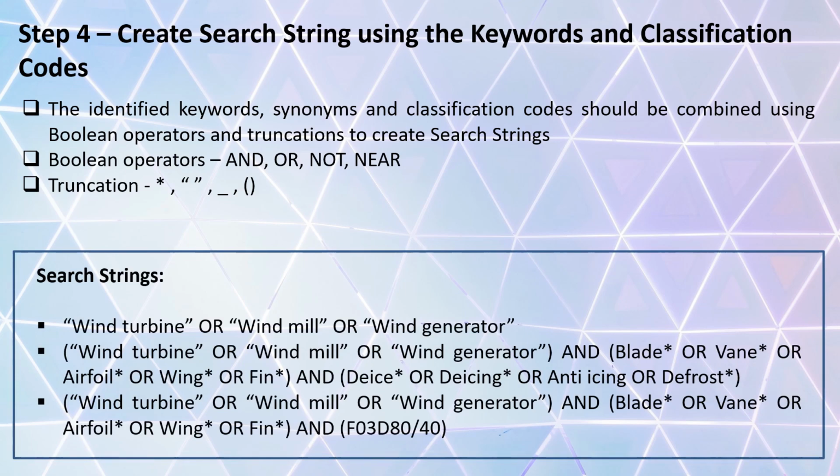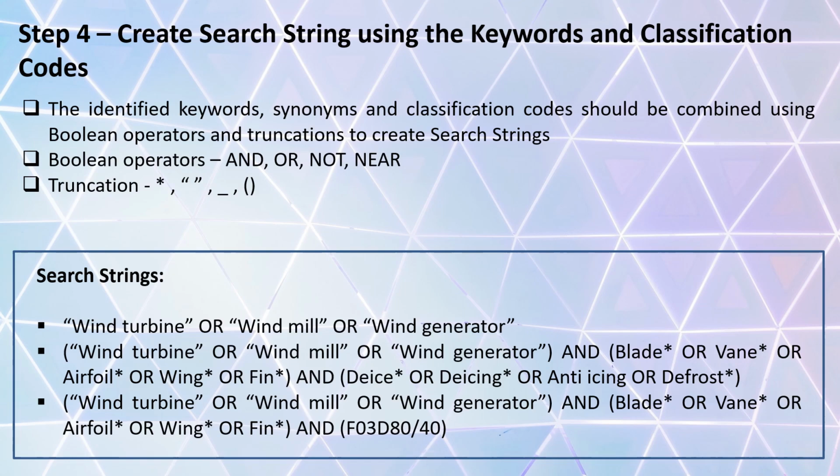Now let's see some examples of search strings. In the first one, it's wind turbine OR windmill OR wind generator. When you use this kind of search string, any patent document which has any of these words, whether wind turbine, windmill or wind generator, will be displayed in the result.